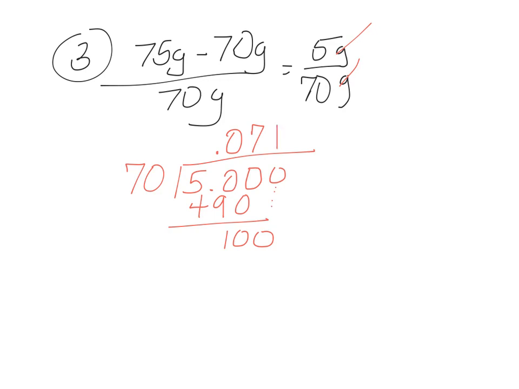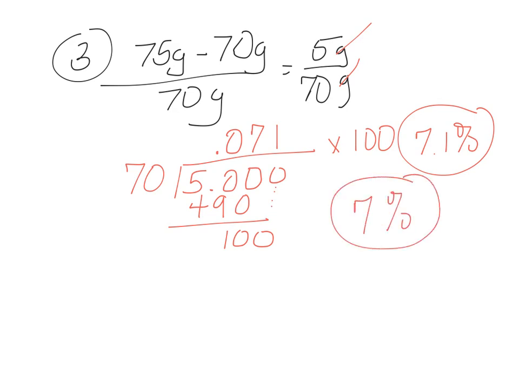Now, if you'll notice your problem, it says to round to the nearest whole percentage. And it looks like we can actually stop here, because when we take this number and we multiply it by 100, we get 7.1%. And it's round to the nearest percent.